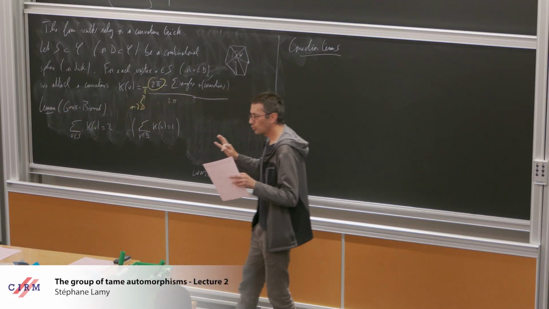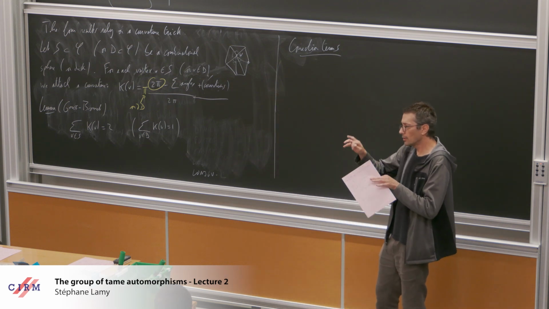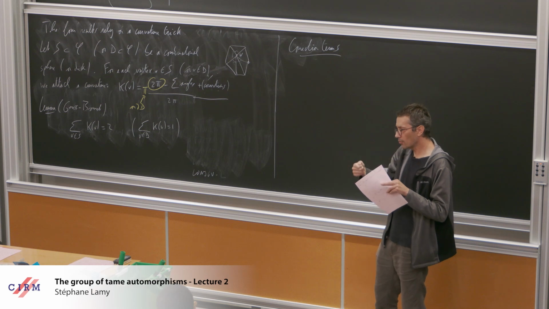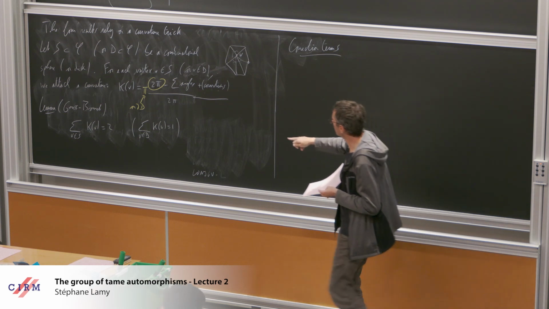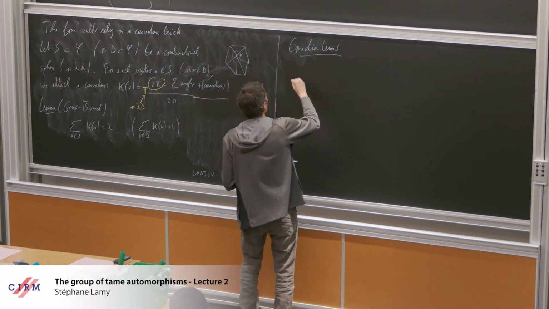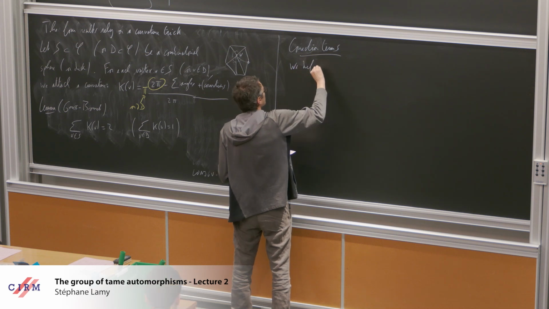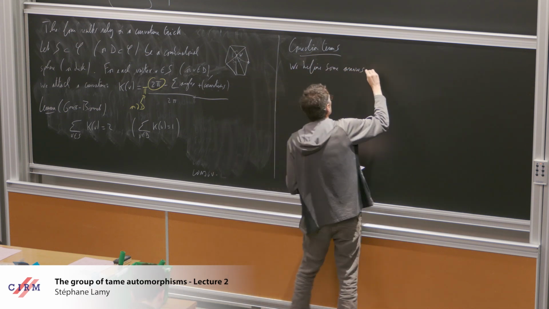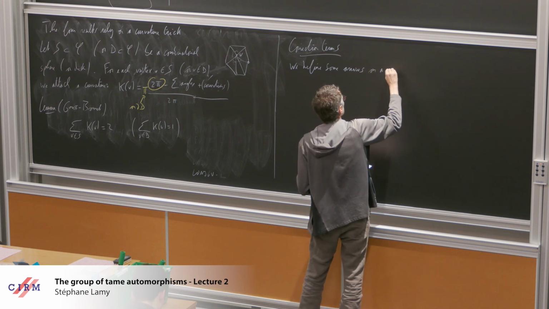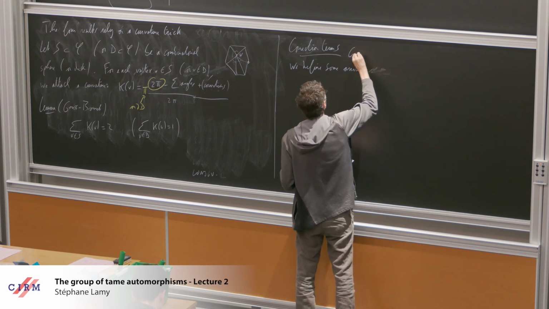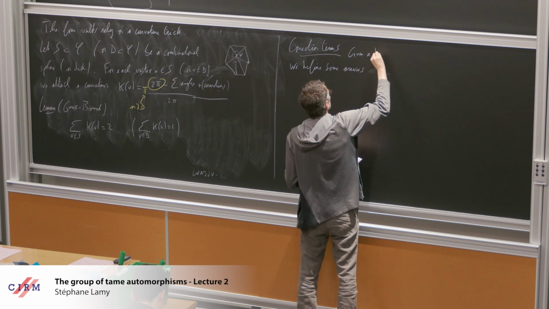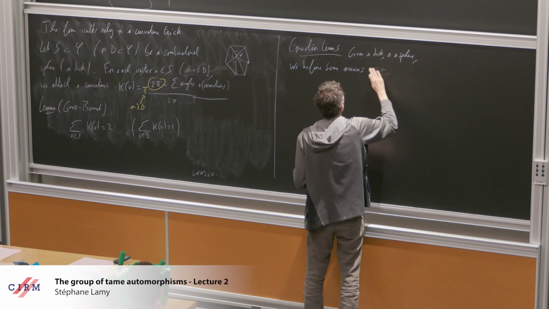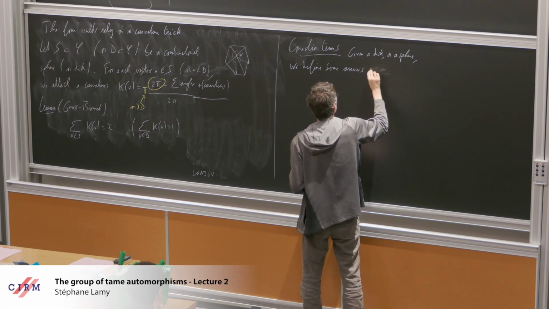So I'm going to put some arrows on some edges, and then I will explain how to use these arrows to correct my formula. So, given a disk or a sphere, we define some arrows in the following way.